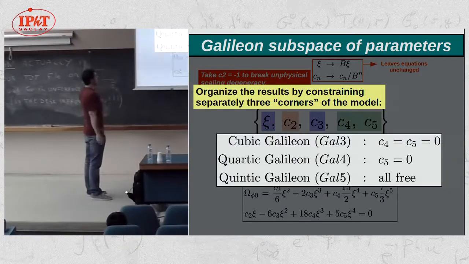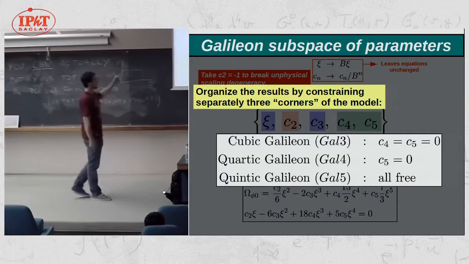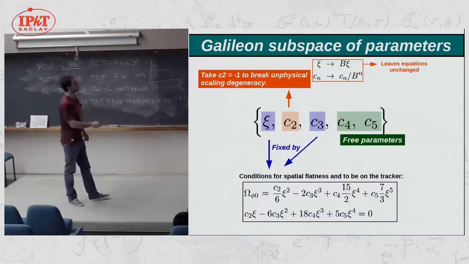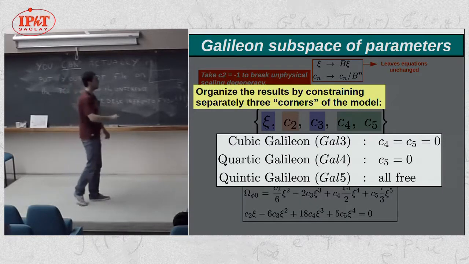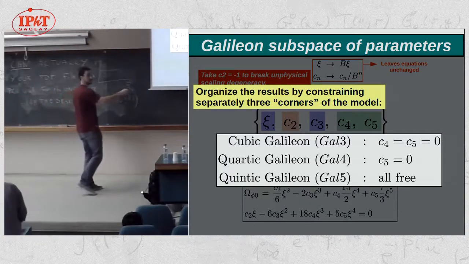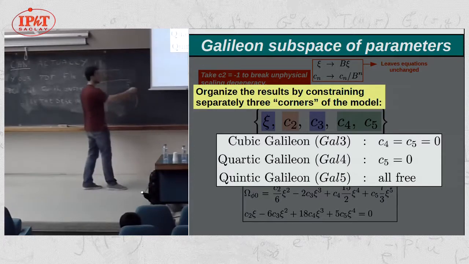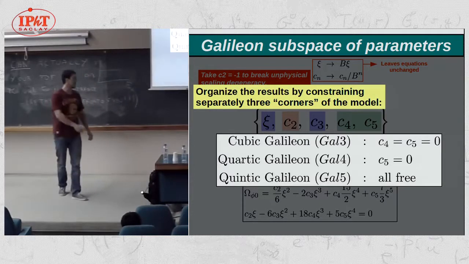So in the rest of this talk, whenever I say the words cubic, quartic, and quintic, I'll be meaning the following. The cubic is when these 2 parameters, C4 and C5, are 0. So the cubic model has the same number of free parameters as lambda CDM. The quartic is only when C5 is constrained to be 0, and the quintic is the most general one. The C's can take on any value.